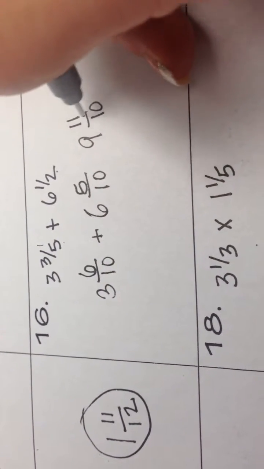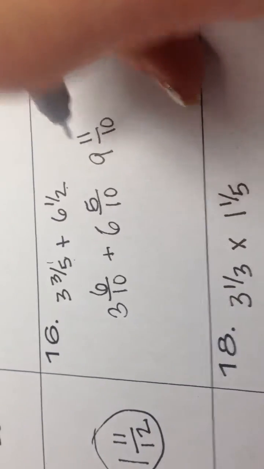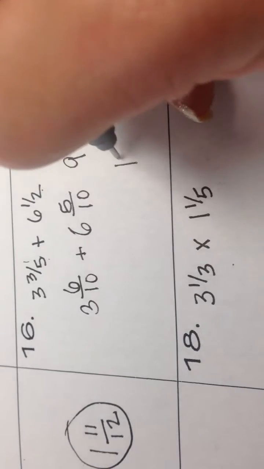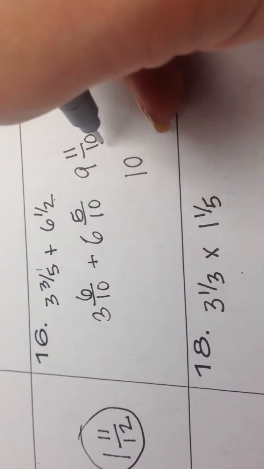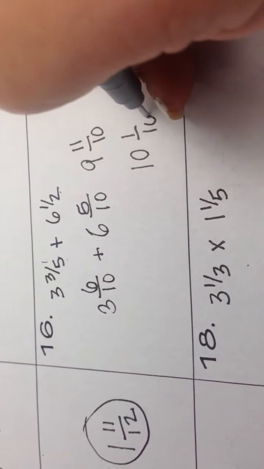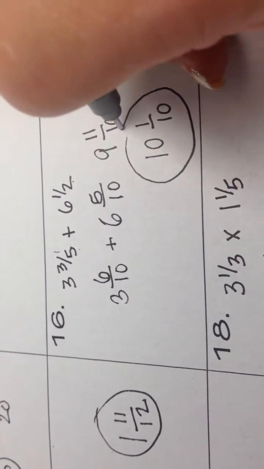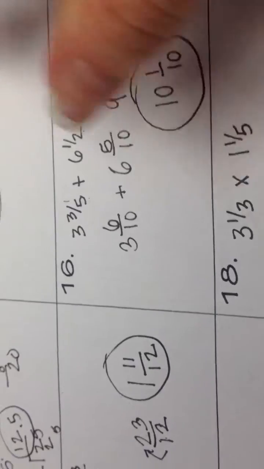Improper. I'm going to divide 10 into 11. I'm going to get 1, right? So I'm going to add 1 here. So it's 10 and 1 tenth, because 11 minus 10 would be 1. Are you with me on that one? I hope so.